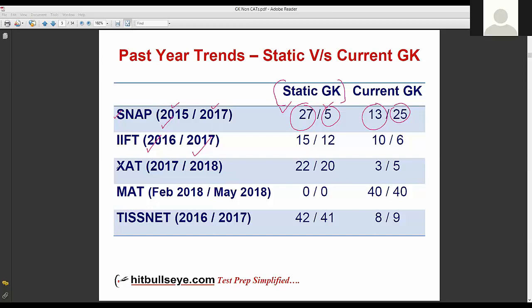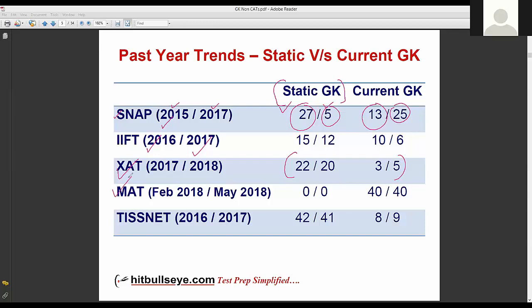Similarly, ZAT. Now ZAT is one of the most difficult general knowledge sections that you'll come across in various examinations, right? So again, although they are showing a propensity or rather inclination towards putting in more static GK questions as compared to current GK questions, however, again, nothing is written in stone. They might reverse the trend next year. So you have to be prepared both ways.